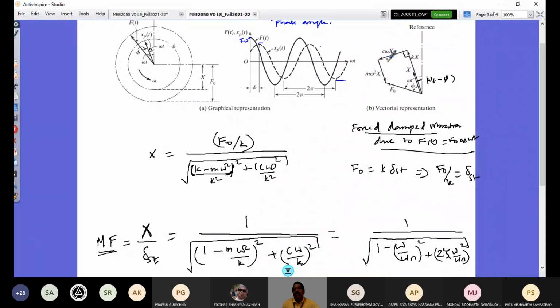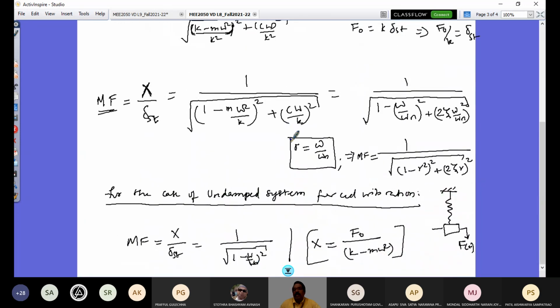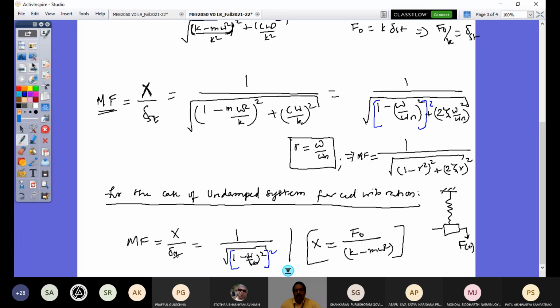Spring force kx, damping force c omega x, and inertia force m omega squared x. Of course, the closing side is the amplitude of the excitation force F naught. And we were seeing this, and there is a small correction I had to make. Please note that this is in the square. I forgot to put it. And here again, please note that this is in the square. Please correct it in your notes.